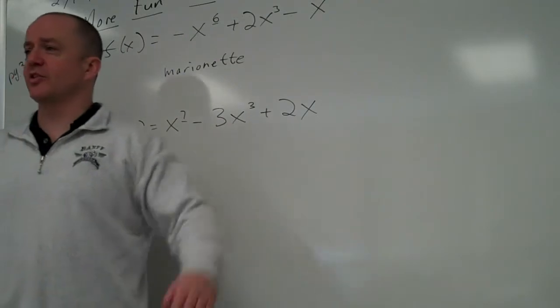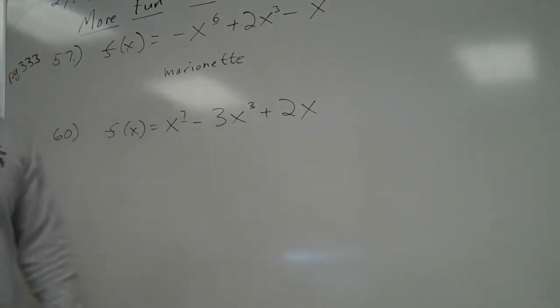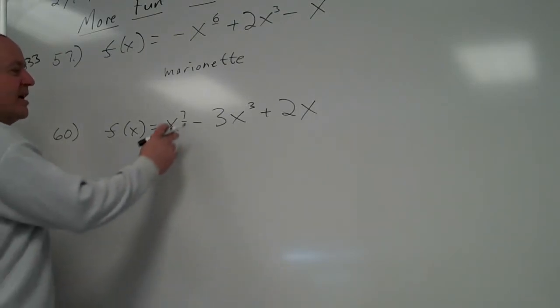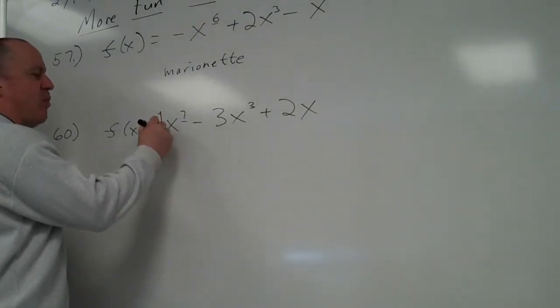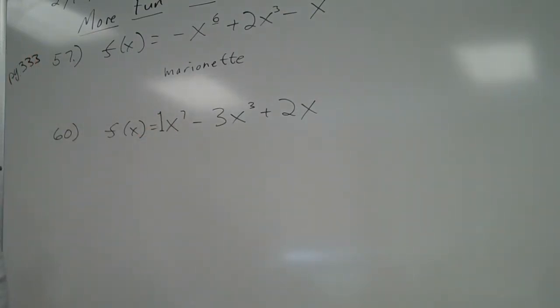Odd, so we're either looking at a ballerina or a reverse ballerina. The leading coefficient is positive 1. So which is it, a normal ballerina or reverse ballerina? It's a normal ballerina.